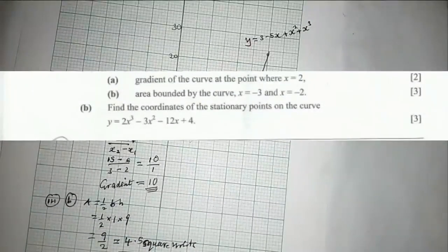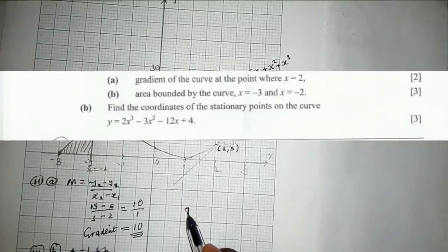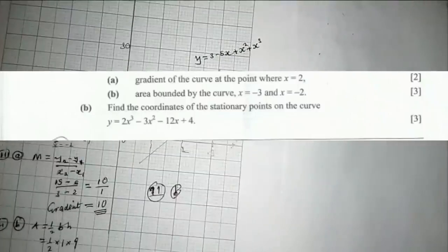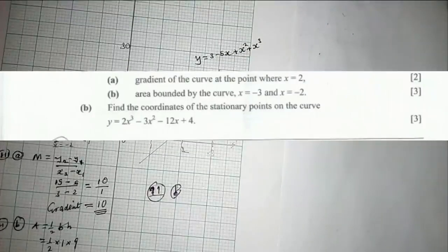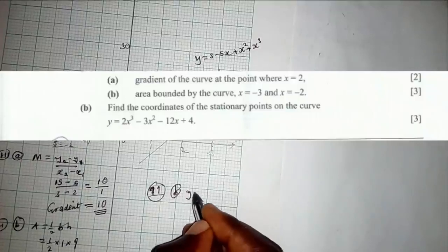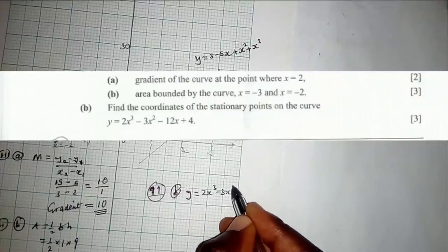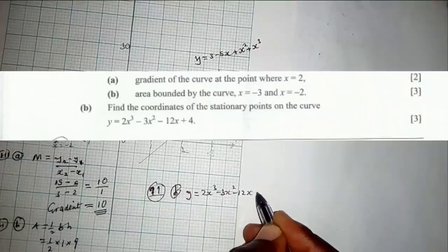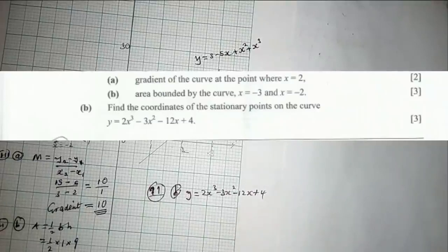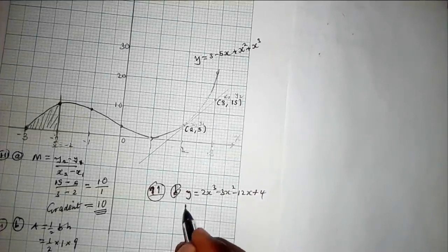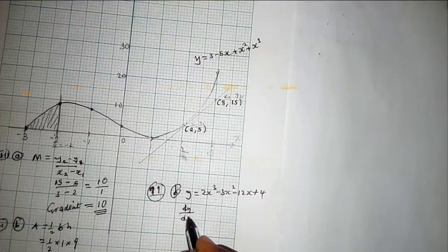The next question, which is B, I'll just put it, this is 11b. They've said find the coordinates of the stationary points on the curve y is equal to 2x cubed minus 3x squared minus 12x plus 4. So this is calculus. Now we need to apply the idea of calculus. So we need to find what we call dy dx.